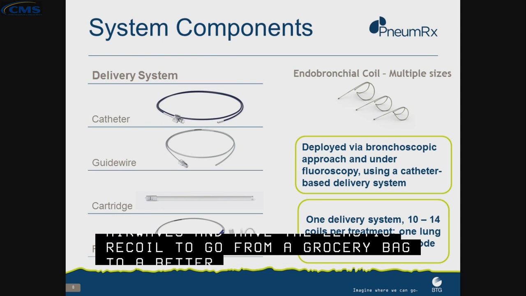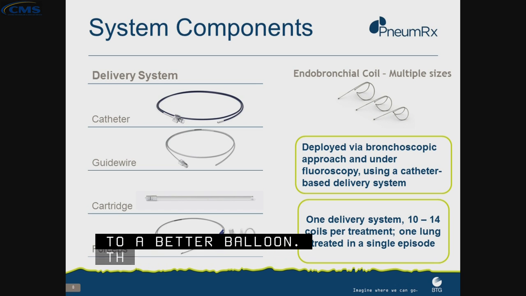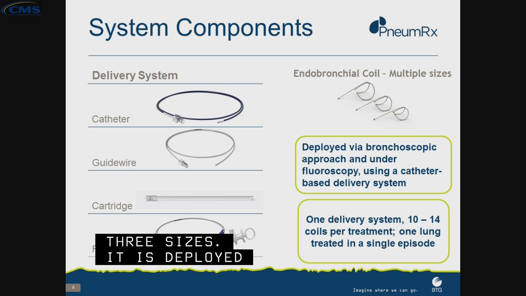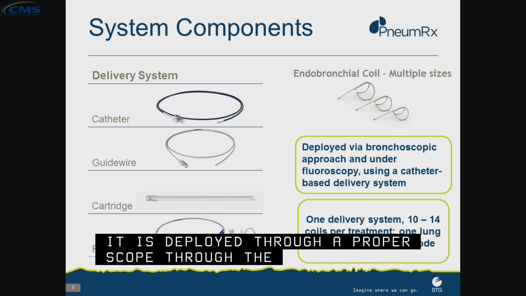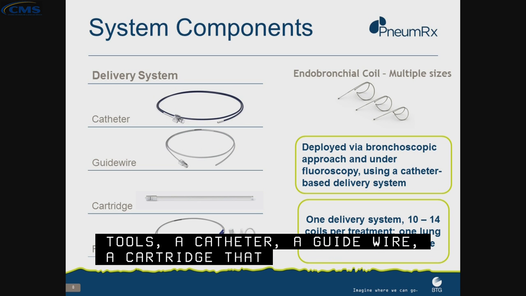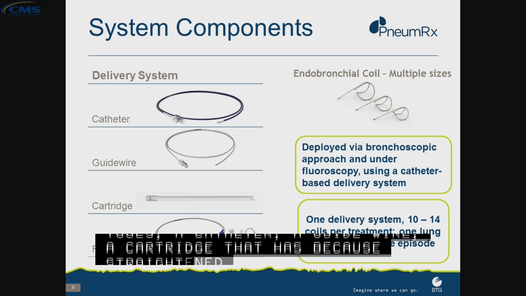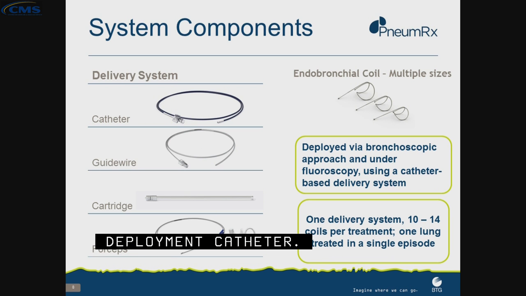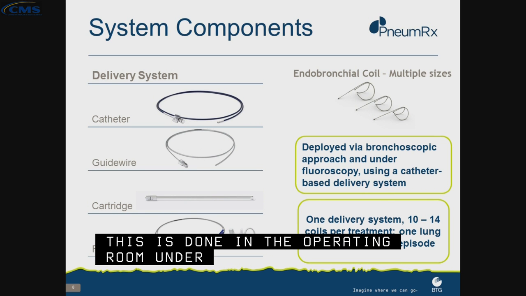And this is the technology and the delivery system of it. You can see the coils there, they come in three sizes. It's deployed via bronchoscopy. You put a bronchoscope through the mouth and into the airways. And there's the typical deployment tools: a catheter, a guide wire, a cartridge that has the coil straightened out, and then a deployment catheter. This is done usually in the operating room or endoscopy suite under sedation or general anesthesia with the help of fluoroscopy to see where the coils are being deployed.